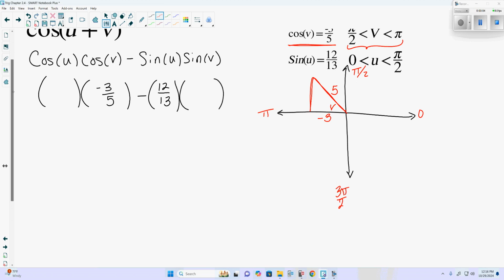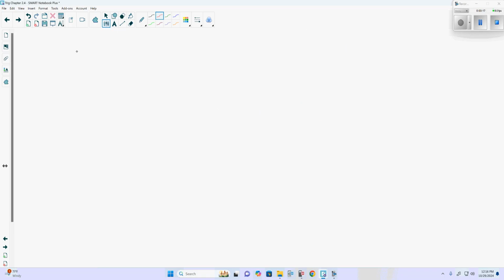Now, we need to find the third side of this triangle, and it actually does work out to be 4 because this is a 3, 4, 5 right triangle. The other way we can get at that is from our Pythagorean theorem, a squared plus b squared is equal to c squared.